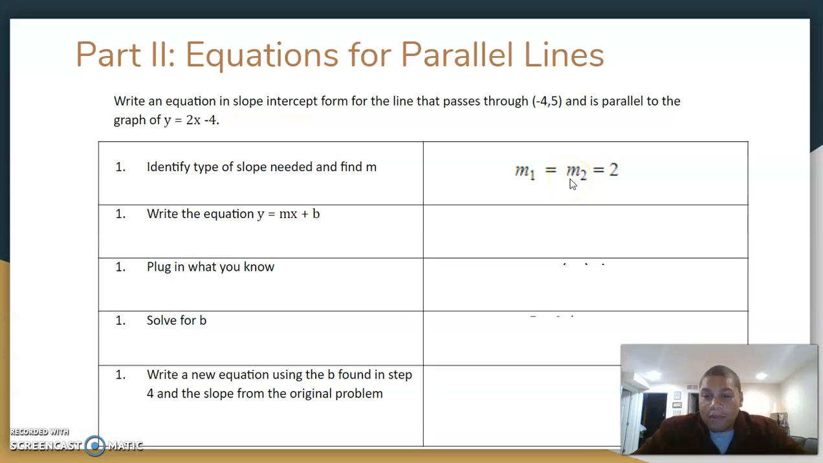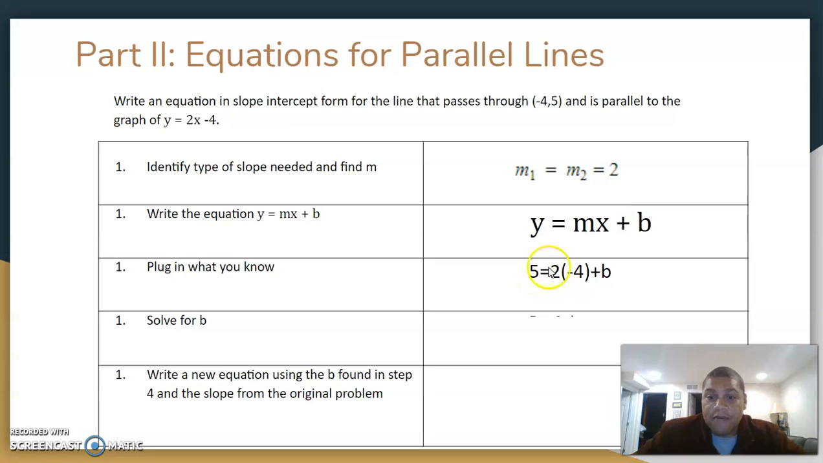So again, what am I doing? I'm giving you a slope right here, and I'm saying it's going to be the same as this line. And then I'm giving you a point: here's x, here's y. So we write down y = mx + b. If we're doing these y = mx + b problems, start off by writing y = mx + b, and then plug in what we know. We know that y is 5. We know that m is the same as it is over here, so m is 2. And then we know x is -4. So plug in what we know.